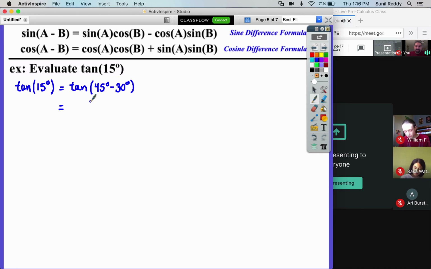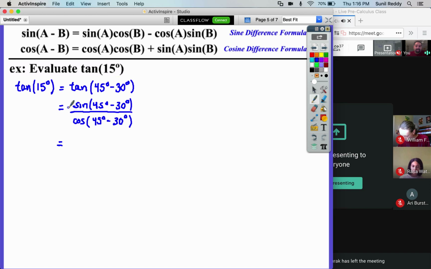So first I'm going to represent 15 degrees as 45 minus 30. Now I'm going to show that the tangent of that is simply the sine of that divided by the cosine of that, because that's our quotient identity. Tangent is sine over cosine. And then now I would expand both the numerator and the denominator using my formulas. So in the numerator, I would use the sine difference formula, and in the denominator, I use my cosine difference formula. So we already did the numerator because that was our first problem, but let's assume we didn't.